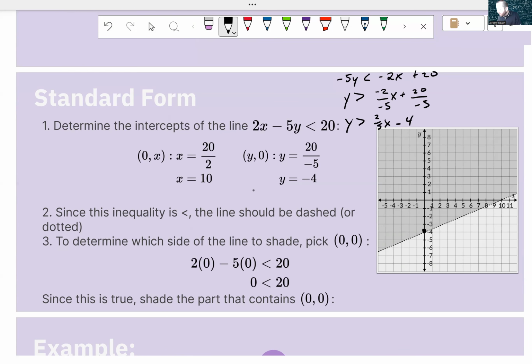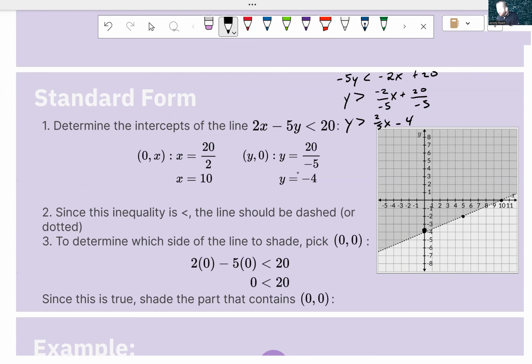So we're starting at minus 4. We're going up 2 over 5, up 2 over 5. And this is a dotted line. It wants to know what the intercepts are. So here's our first intercept.